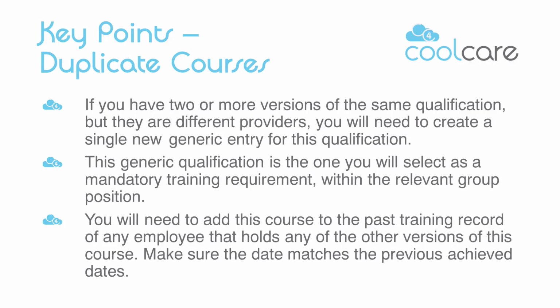Duplicate courses. If you have 2 or more versions of the same qualification, but they are different providers, you will need to create a single new generic entry for this qualification. The new qualification is the one you will select as a mandatory training requirement within the relevant group position. You will then need to add this course to the past training record of any employee that holds any of the other versions of the same course. Make sure the date matches the previous achieved dates.